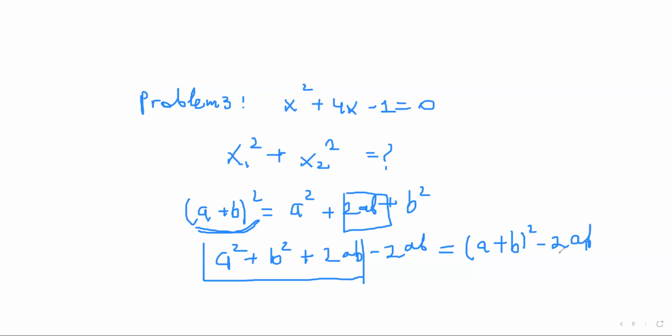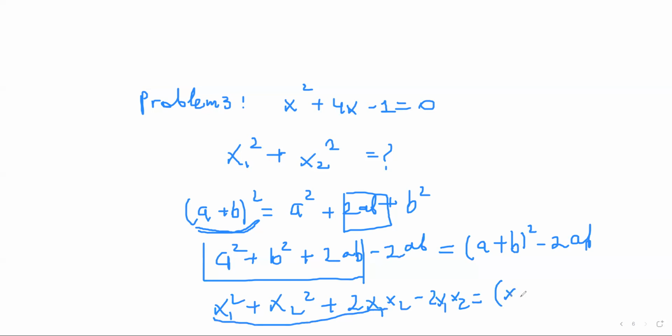So I'm going to apply the same thing here. For x1 squared plus x2 squared, we add 2ab and we subtract 2ab. In our case, ab is, let's write directly, 2x1 x2, and we subtract 2x1 x2. So these three terms together make a complete square: (x1 plus x2) squared minus 2x1 x2.